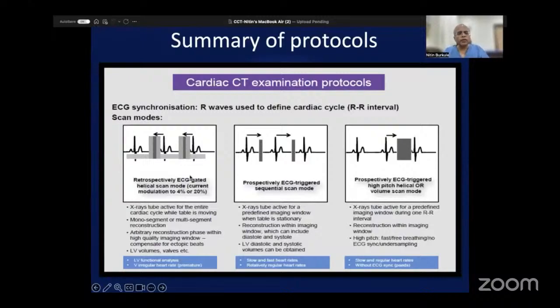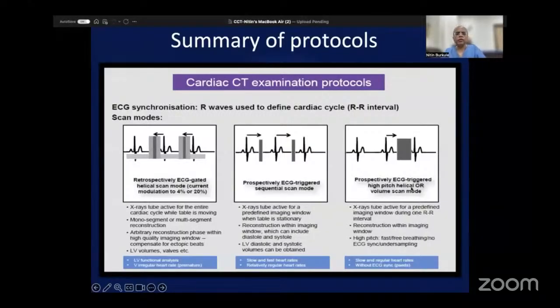When we are using the helical retrospective ECG gated one, we can get the LV function analysis. With irregular heart rate, it can work. While when we are using the prospective ECG triggered sequential, axial sequential scanning, it needs a slow heart rate, and it has to be very, very regular. But it has the least radiation.